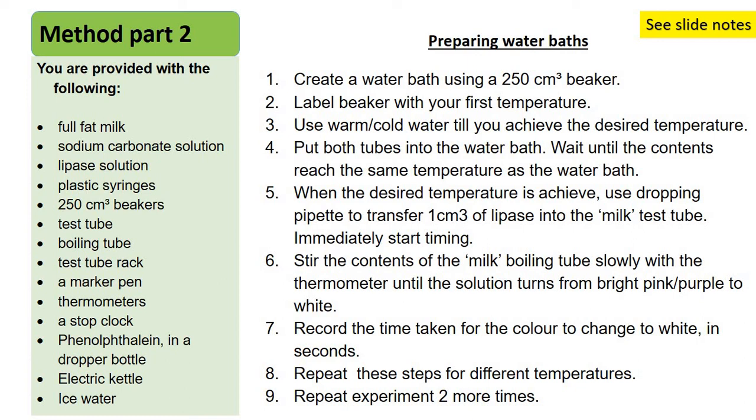Repeat these steps for different temperatures and repeat experiment 2 more times. Okay, so we want repeats. And of course, we have repeats to check for the reproducibility of our data, the reliability of our data, and of course we'll exclude any anomalies when we come to that later.